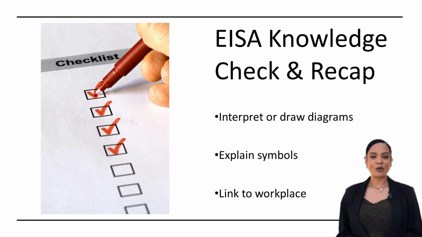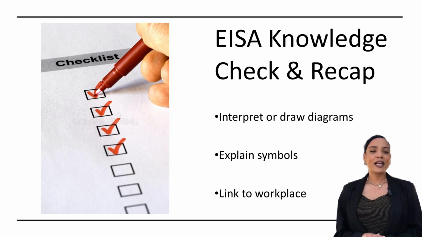EISA often includes questions like interpret this process flow diagram or draw a simple diagram showing process steps and control points. Be prepared to explain why each symbol and step is used.